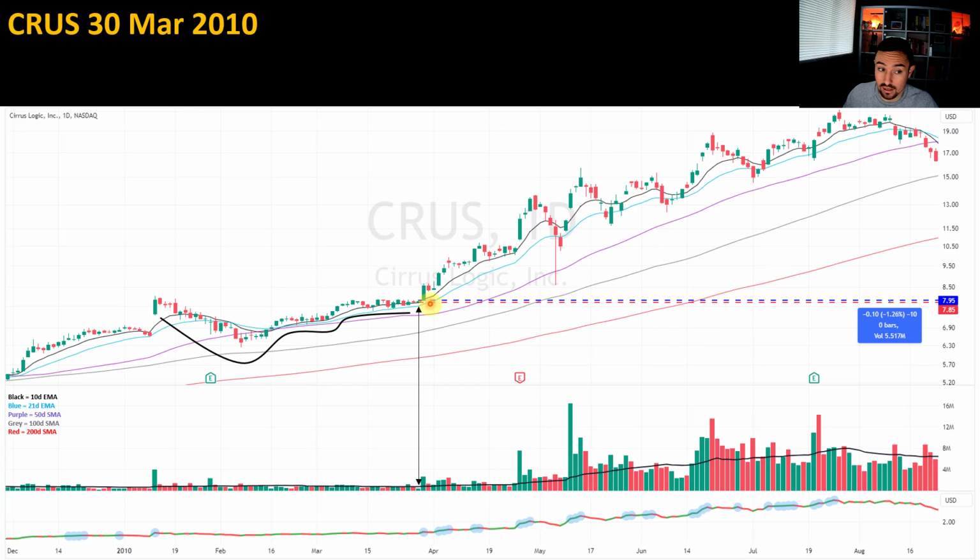So for me, as I said, I like using the 10 and the 21. For me, that's the shorter and intermediate term trend. I would consider the 50-day moving average to be the longer term trend as well. If you go and watch some of the recent videos, it'll show you some of the data from that as well.